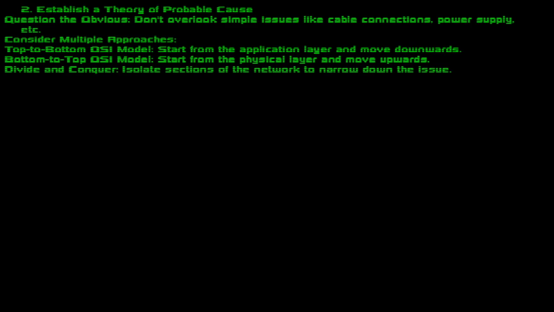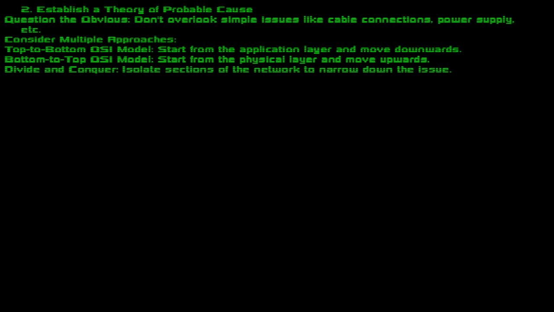2. Establish a theory of probable cause. Question the obvious. Don't overlook simple issues like cable connections, power supply, etc. Consider multiple approaches. Top to bottom OSI model. Start from the application layer and move downwards.